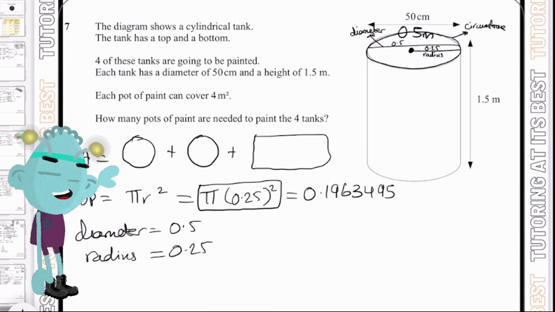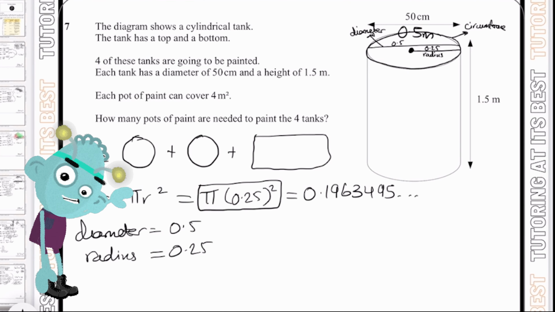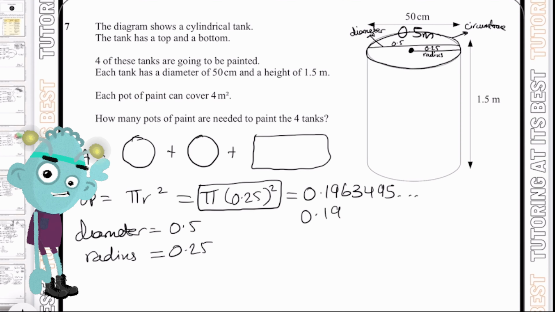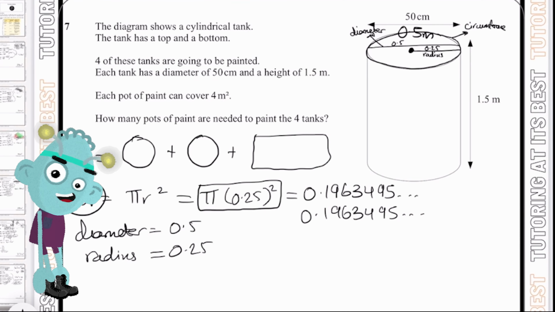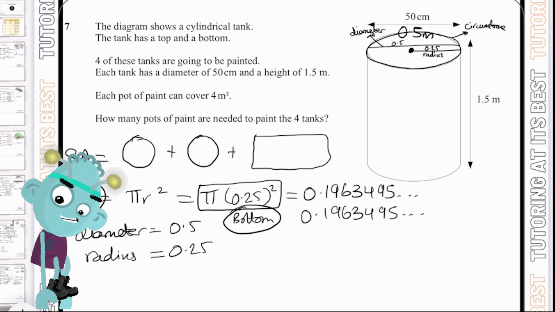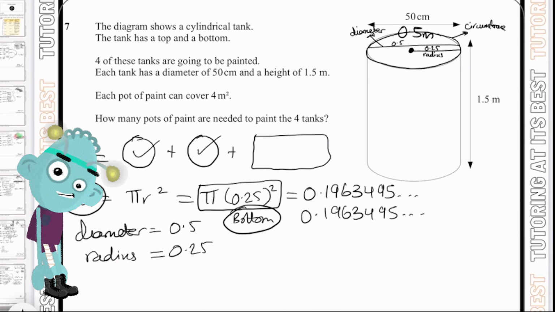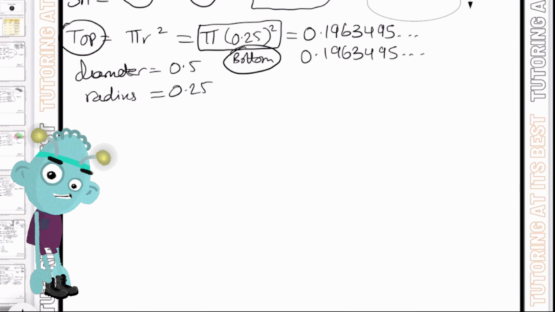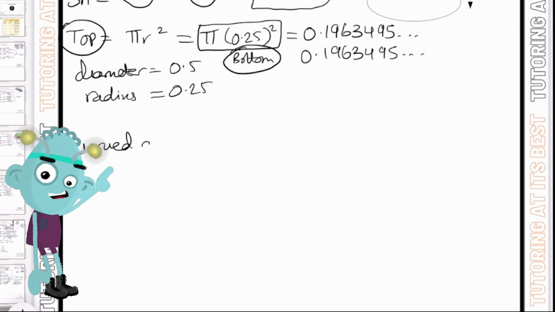I'll just write the entire number down. Remember, that's our top, and it's also going to be our bottom. So I'll write this down again. I'll circle top, and I'll also circle my bottom. So that's now done. So we've covered top and bottom. So now we need to go for our curved area. So let's write that out, curved area.